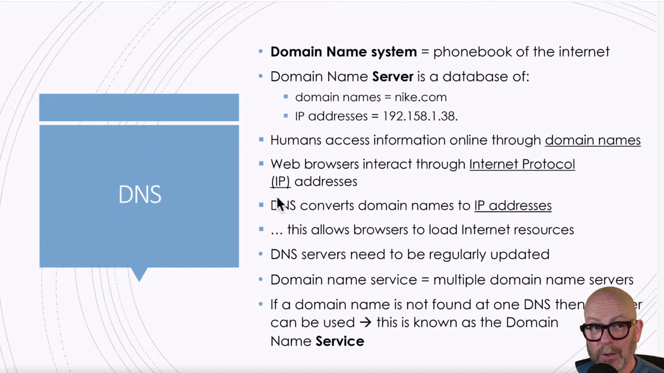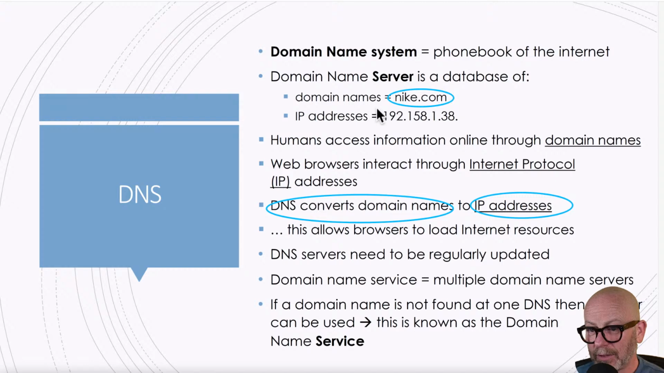So when you type in www.nike.com, what happens is that your browser pings that request to the DNS server, and the DNS server converts it to the IP address. And there's an example of an IP address there. That gets pinged back to your browser, and then your browser forms a connection directly with that IP address, okay? So that's how you're able to access internet resources.